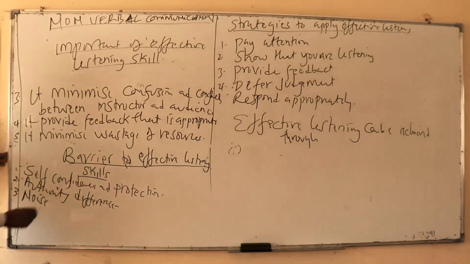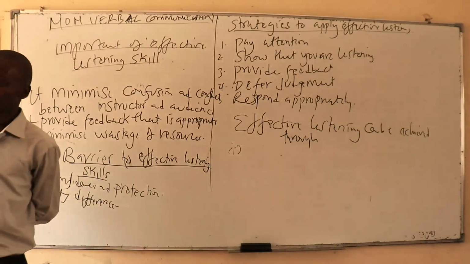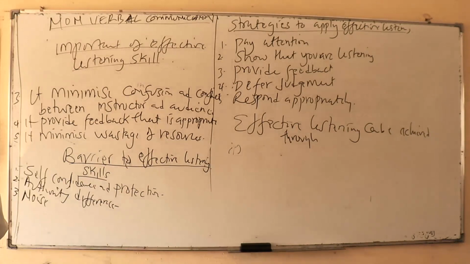Number 3, as usual, is noise. Noise, you say, distracts the receiver's attention from the speaker, hence reducing the concentration level of the listener.